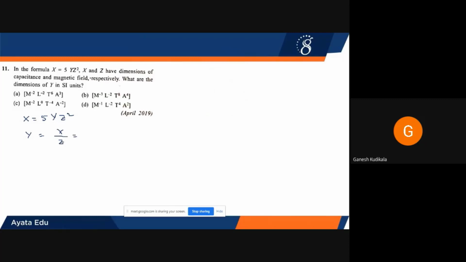Where is x now? X has the dimensions of capacitance. Z has the units of magnetic field. Therefore, X will be replaced by C, Z will be replaced by B. C is equals to capacitance, work done per unit charge. And the magnetic field B, C is capacitance. Capacitance can be now replaced by, just one second.